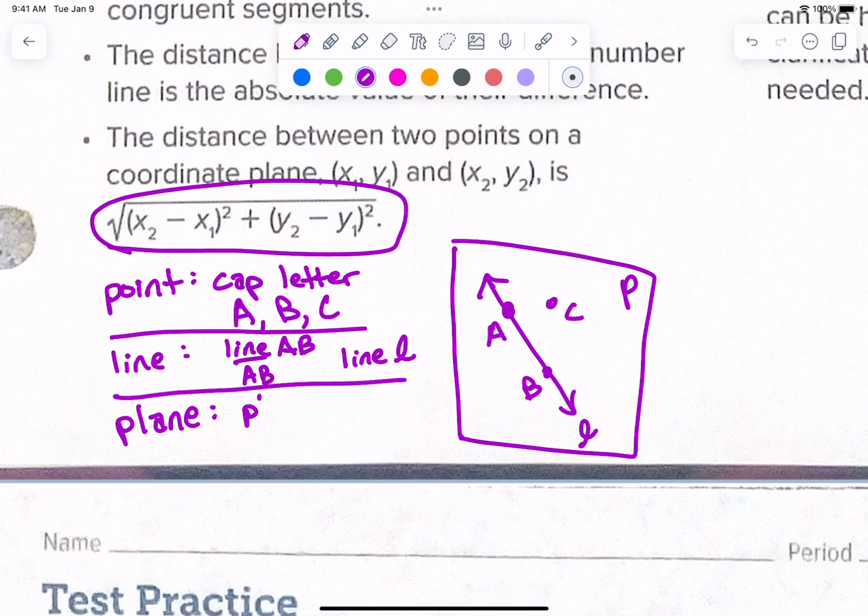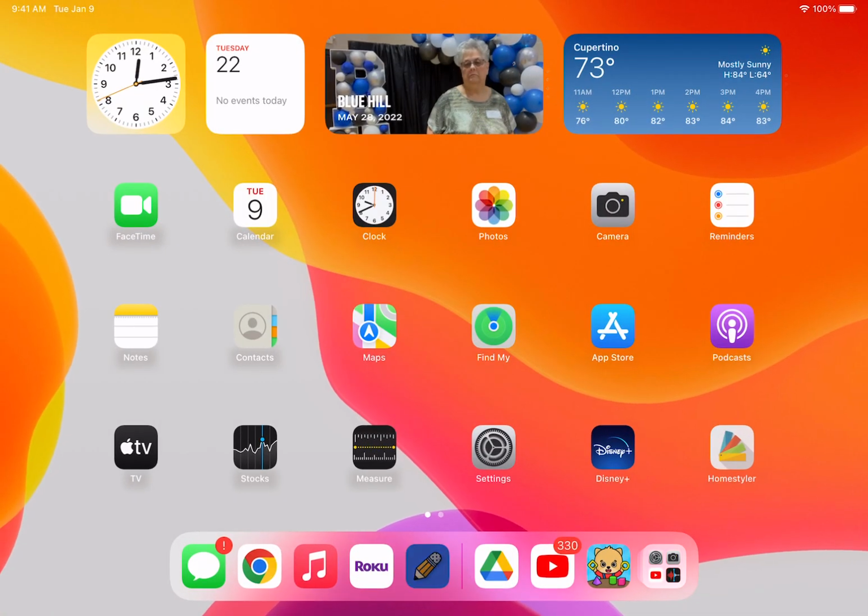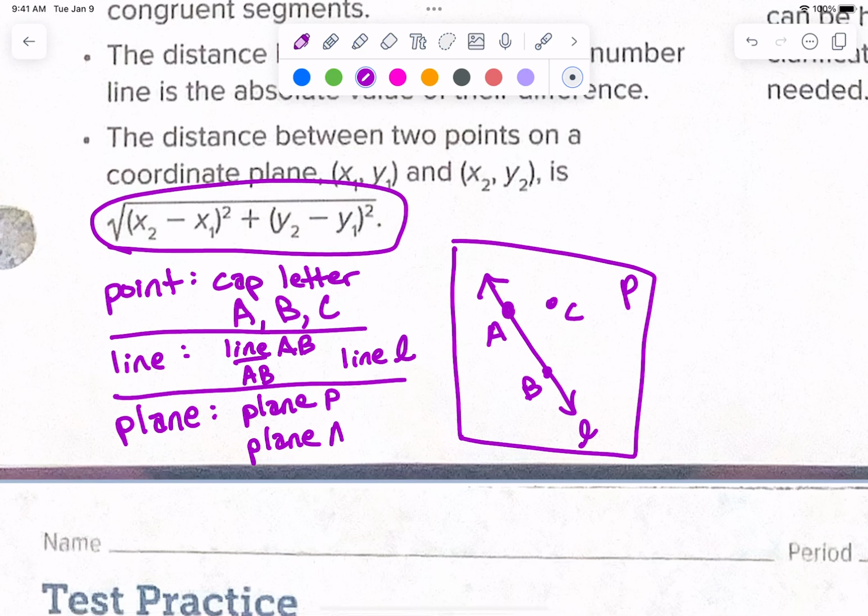Plane, I can call this plane P, or what else? Planes have to have 3 letters, right? ABC. Can you switch those letters around? Sure you can, and make lots more combinations. So either plane P or plane ABC or plane CBA or plane BCA or plane BAC or whatever, however many combinations you want to do. Okay? Got it? There you go.